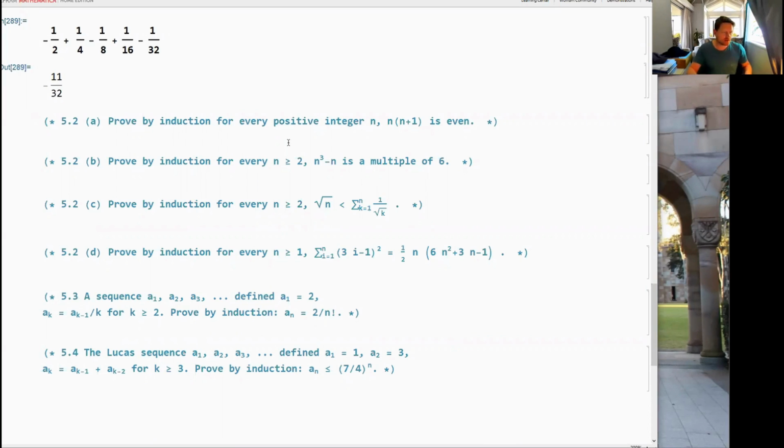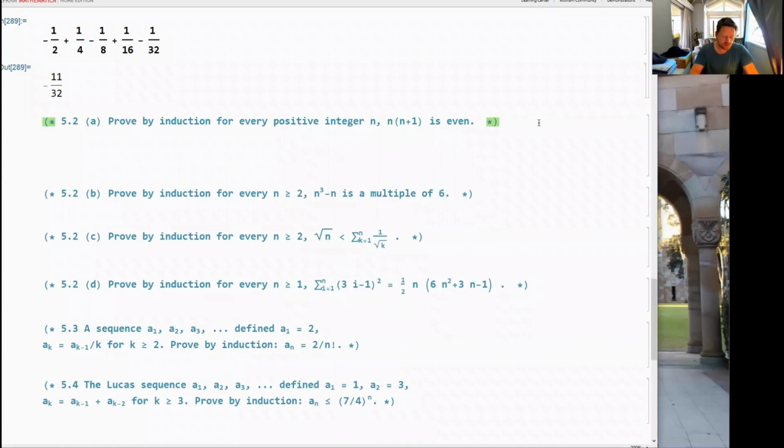Now, this first one is really obvious, right? It just says, prove that for all positive integers n, n times n plus 1 is even. But we can see that if n is even, then we're done. If n is odd, then n plus 1 is even, so this product is even, right? So there's a proof of it. But that's not a proof by induction, so that's what we need to do here, form a proof by induction. It gives a really basic example of how to do this, though.